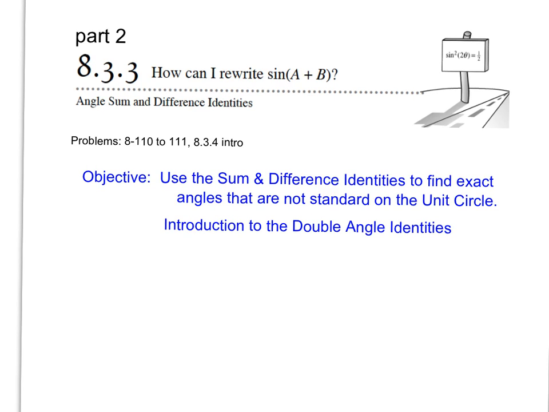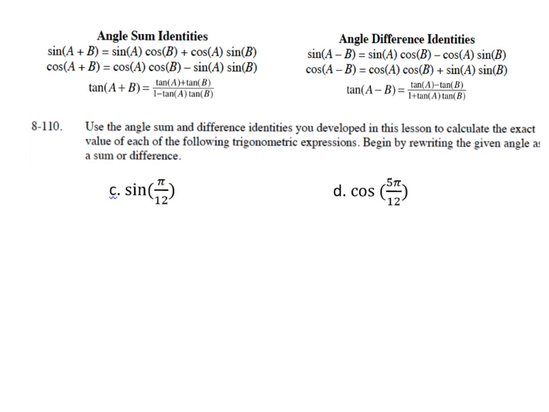How can I rewrite the sine of a plus b? And this is part 2. The objective is still the same: use sum and difference identities to find exact values for angles that are not standard on the unit circle. And we're also going to add to that a little bit today, and we're going to introduce you to what we call our double angle identities.